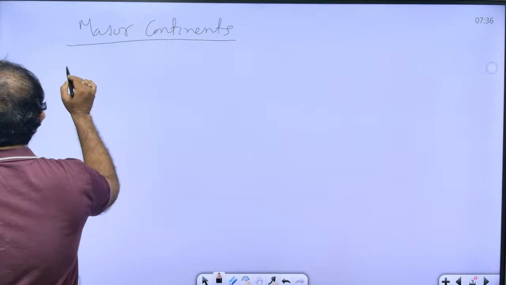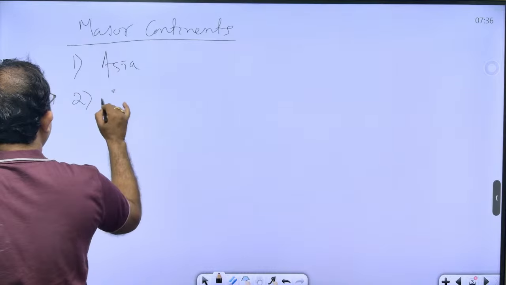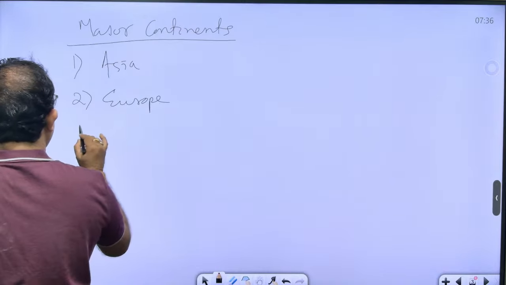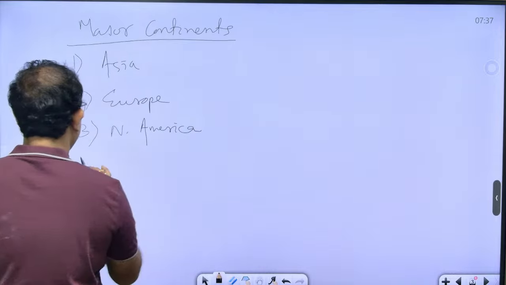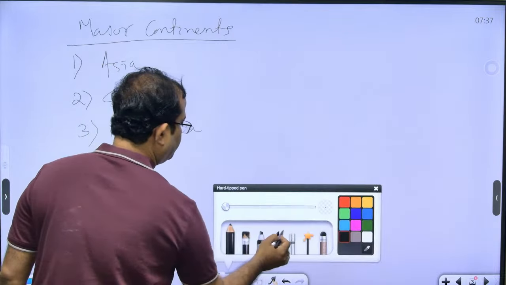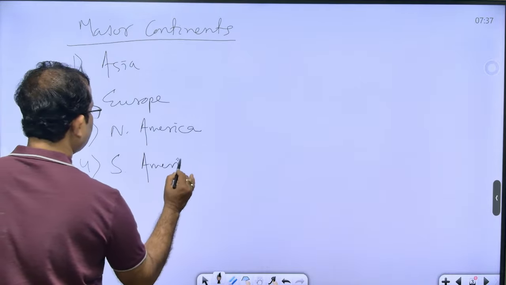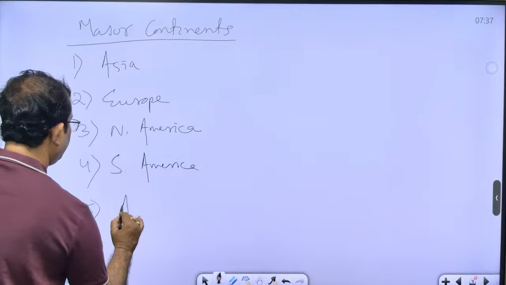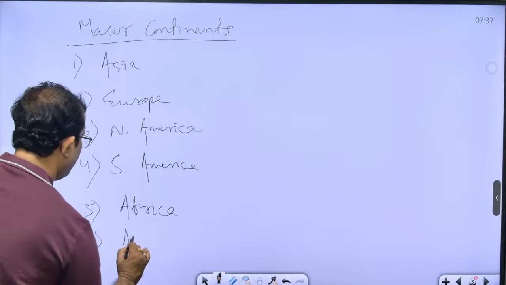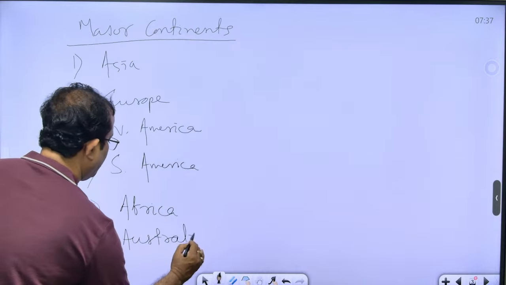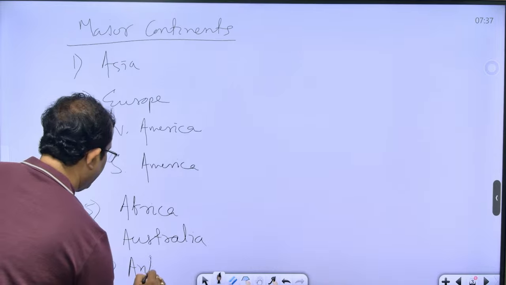First we can say Asia, then Europe, then North America, then South America, then Africa, then Australia or Oceania, then Antarctica, right? Antarctica.